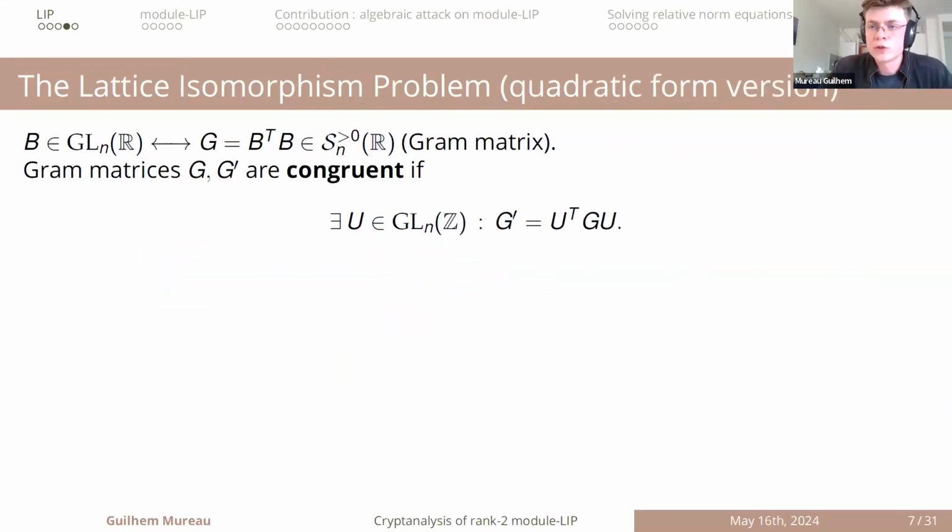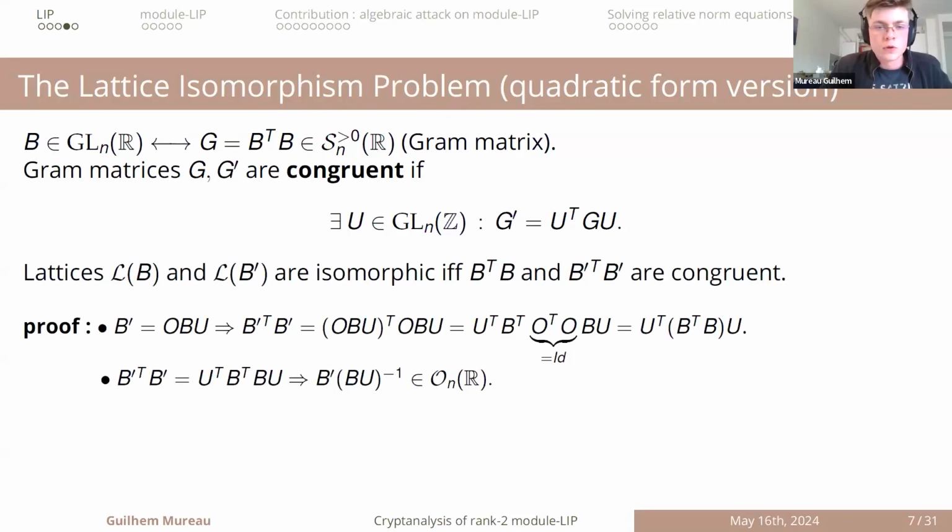A possible reformulation of the lattice isomorphism problem uses quadratic forms. To a basis B, we can associate its Gram matrix, the symmetric positive definite quadratic form given by B transpose times B. We say that two Gram matrices are congruent if there exists a unimodular transformation U such that G' is equal to U transpose times G times U.